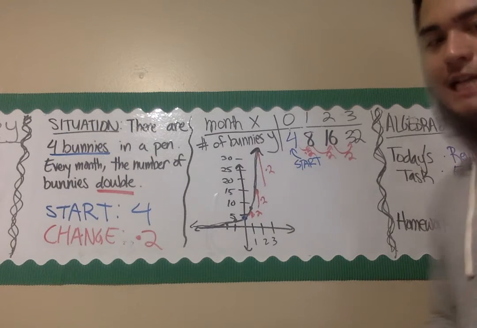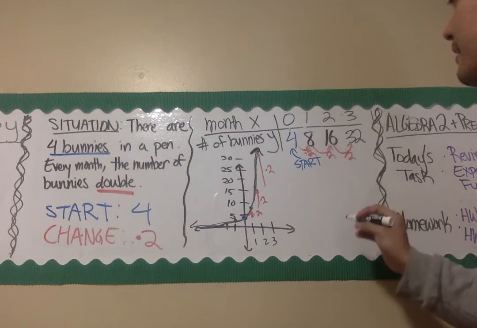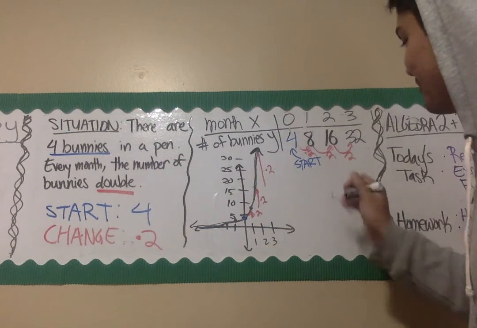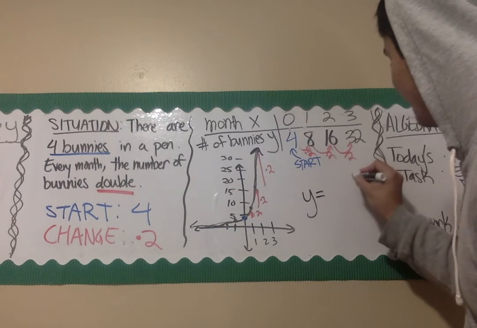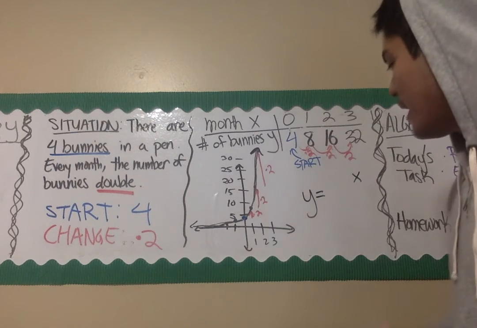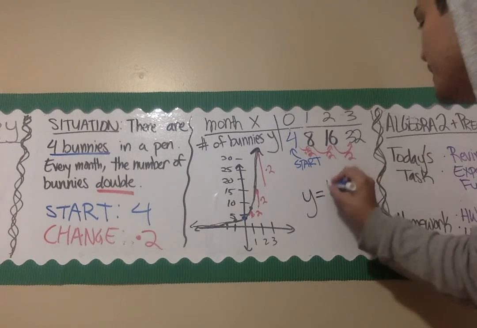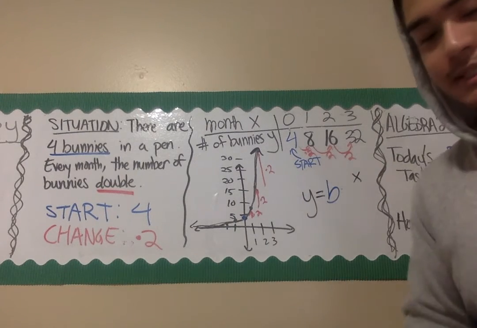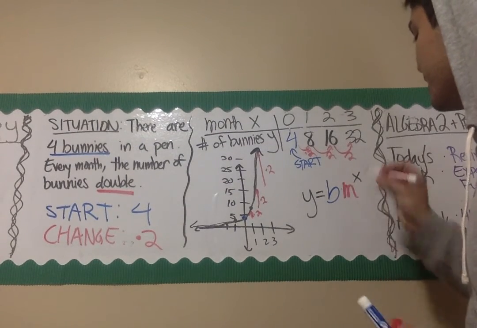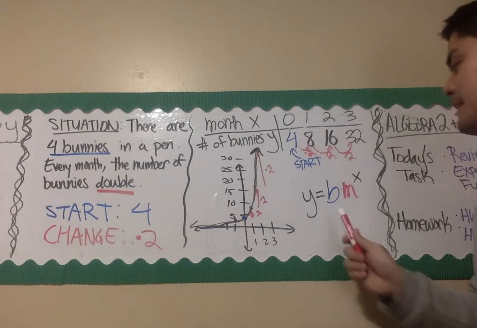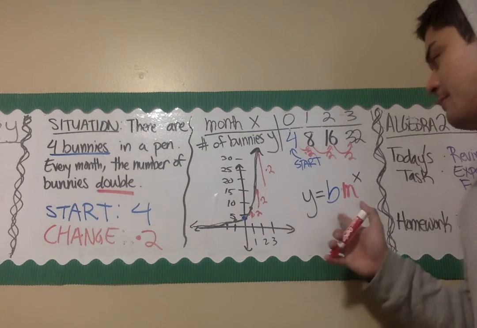Okay. Last but not least, we're going to do the equation. And in your Algebra 2 class, hopefully you derive the equation. And if you don't remember, here's what it is. Y equals b times m to the x. And in some textbooks, it's a times b to the x. I'm keeping b and m because in Algebra 1, b is the start and m is the change. I'm going to do the same thing here.